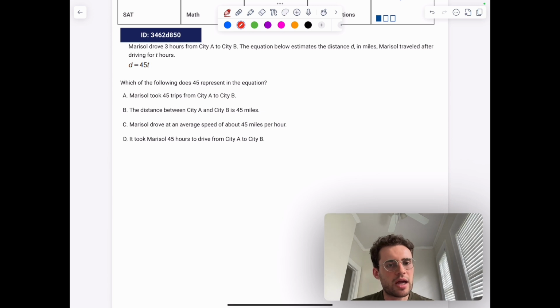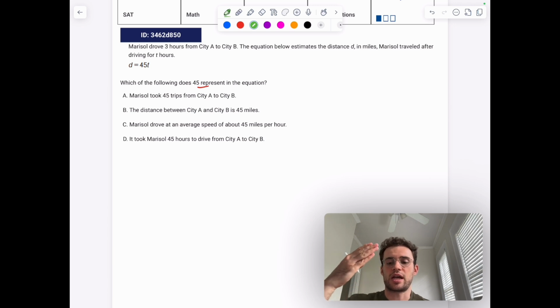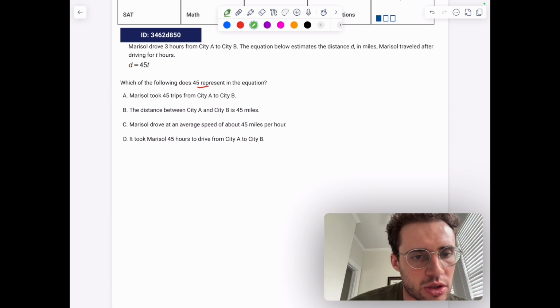Marisol drove 3 hours from city A to city B. The equation below estimates the distance, d, in miles Marisol traveled after driving for t hours. Which of the following does 45 represent in this equation? If the number of hours times 45 gives you the distance, then that means 45 is your velocity, or the speed, how fast she's going, or you can think of it more specifically as how many miles she travels per hour.